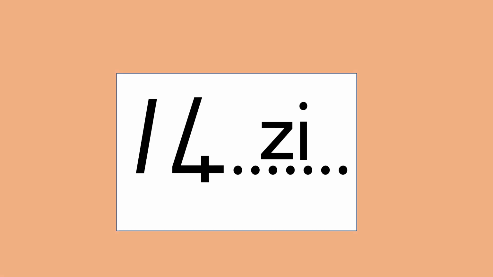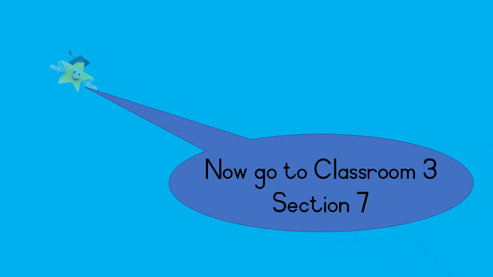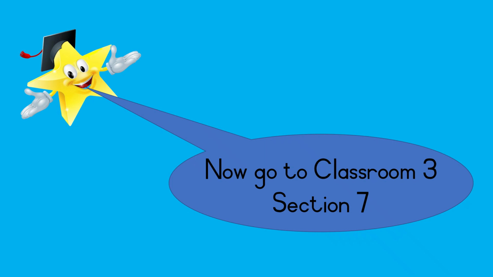Next to number 14, the sound was z. The z and the I together says z. If you wrote z, give yourself a tick. Well done if you got them all right. If you got any wrong, you must go back and watch the alphabet video again. Now go to classroom 3, section 7.